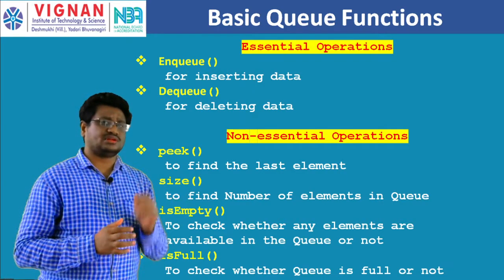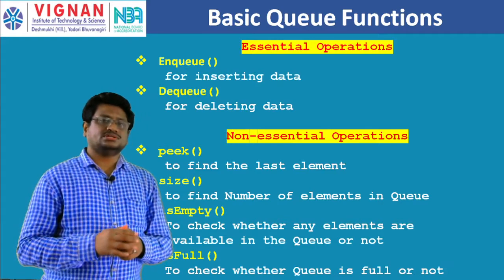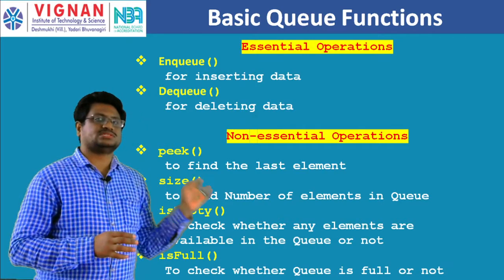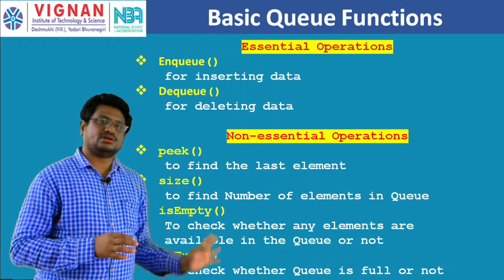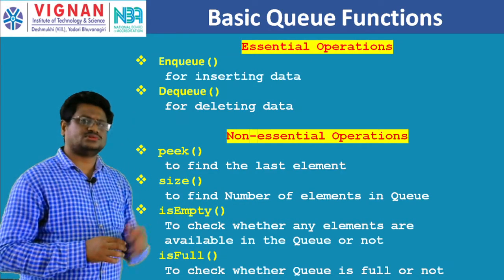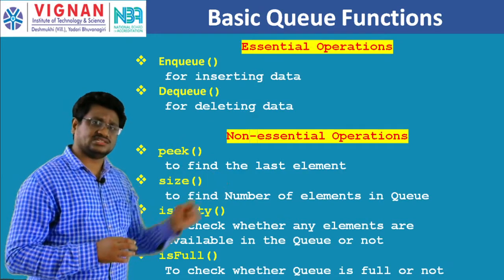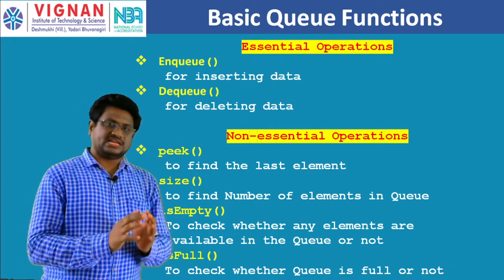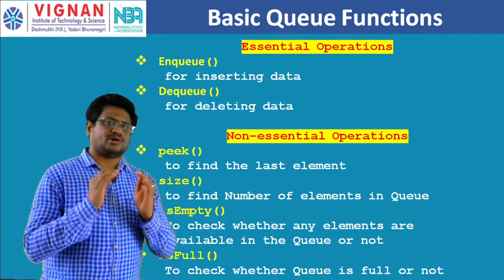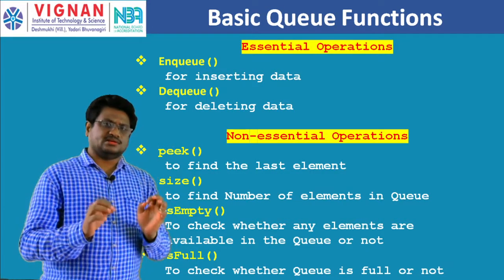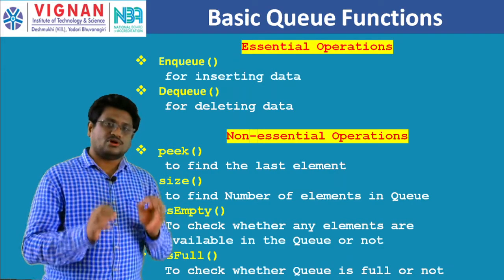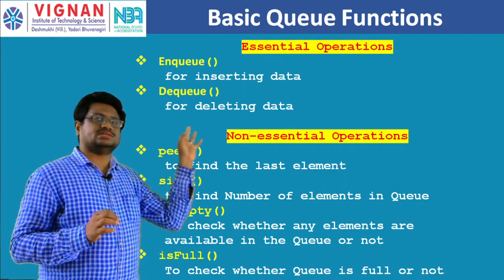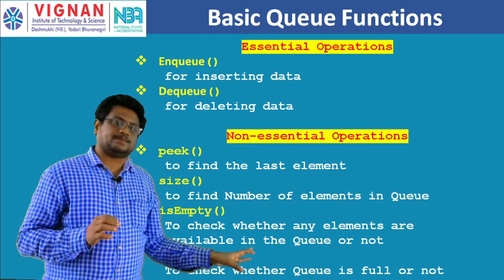Now let's come to the functionalities of queues. See, in a stack we have six functionalities: insertion, deletion, peek, size, and empty or not. Those are essentials and non-essentials. What is essential and what is non-essential? If I want to create a queue, I must do some operations exactly. Those are insertion and deletion. The others are not necessary.